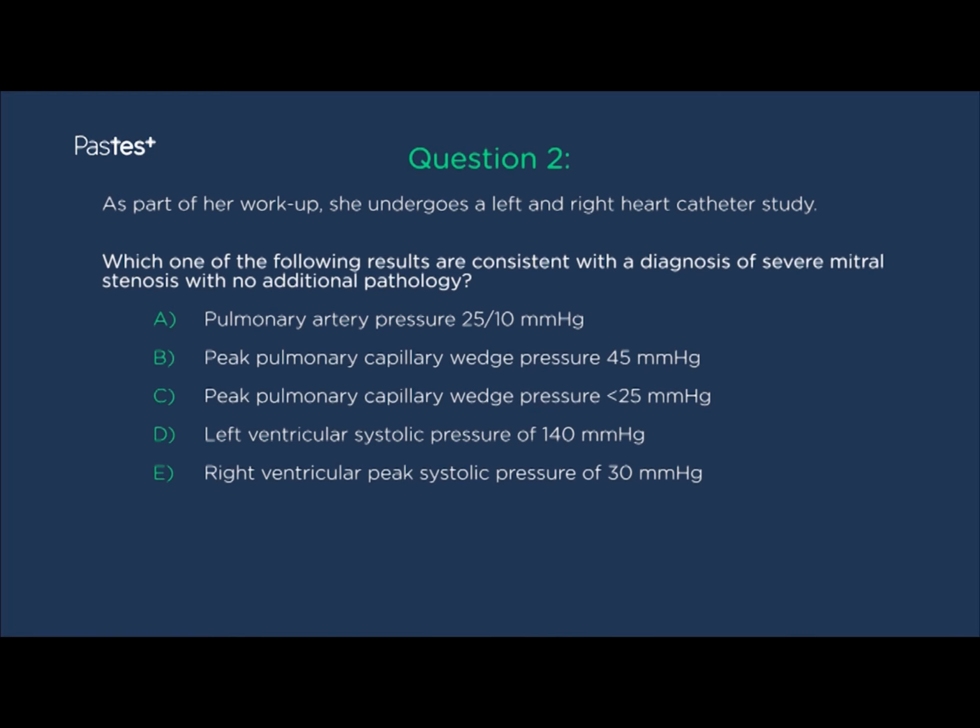We'll now consider the second part to this question. As part of her workup, she undergoes a left and right heart catheter study. Which of the following results are consistent with a diagnosis of severe mitral stenosis with no additional pathology? I'll give you a moment to consider your options.